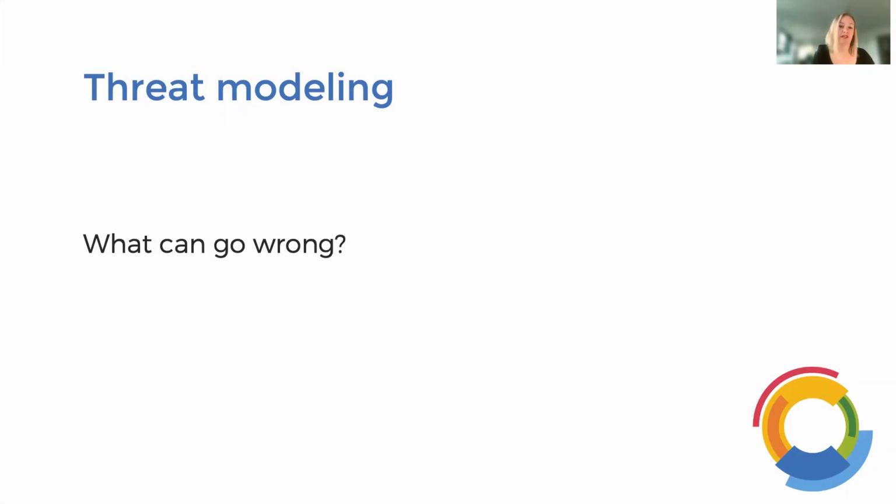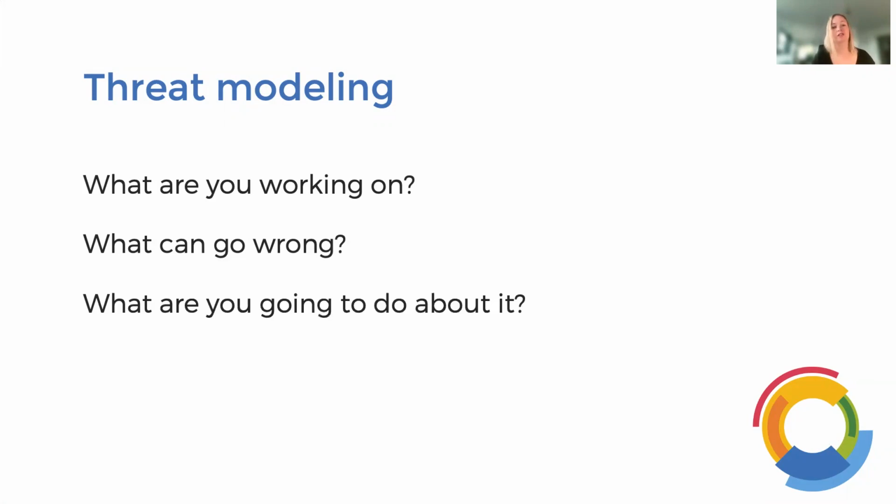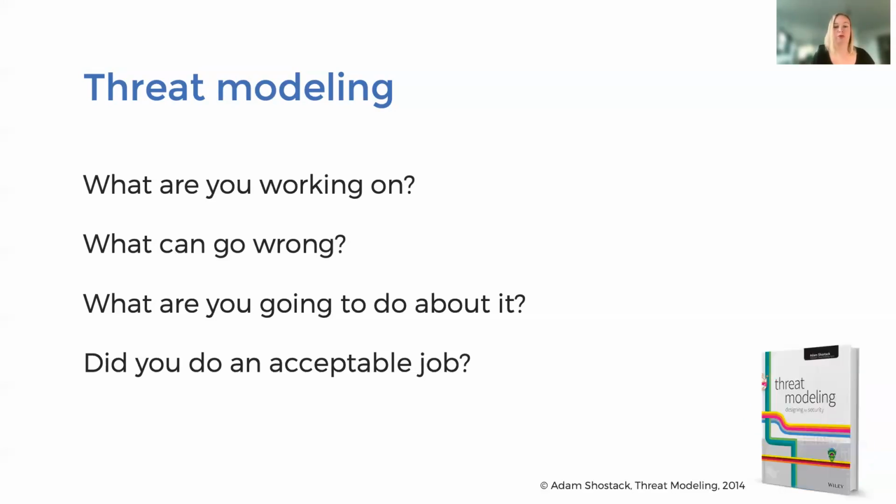Now, before you can think about issues, you need to know what you're working on. You need to have a good understanding of the system you're analyzing. You need a system model. Then you can systematically go over all of the system components and think about what can go wrong. Once identified, you will want to tackle these issues. And finally, you will want to reflect on the analysis you have done. Now, these 4 questions were coined by Adam Shostak, and they actually describe the threat modeling process.